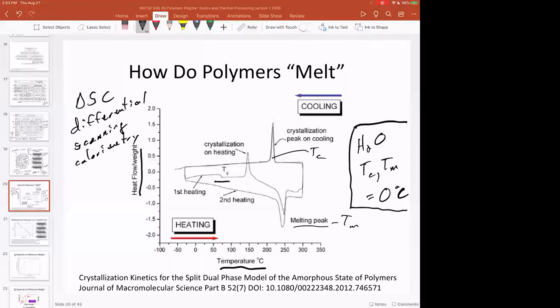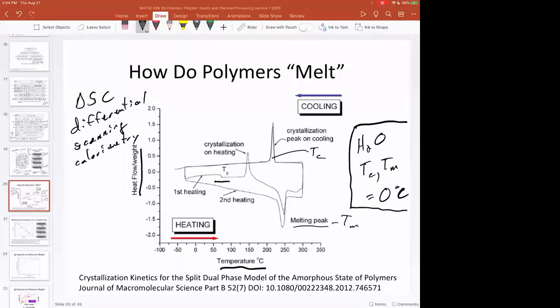The TM and the TC are different because of the unique macromolecular nature and the unique chain-folded lamellae crystal character of the polymer. So that's really interesting. Thermodynamically, at the infinite cooling limit, TC and TM are the same, but we won't talk about that in this class. That's sort of in the weeds polymer science.